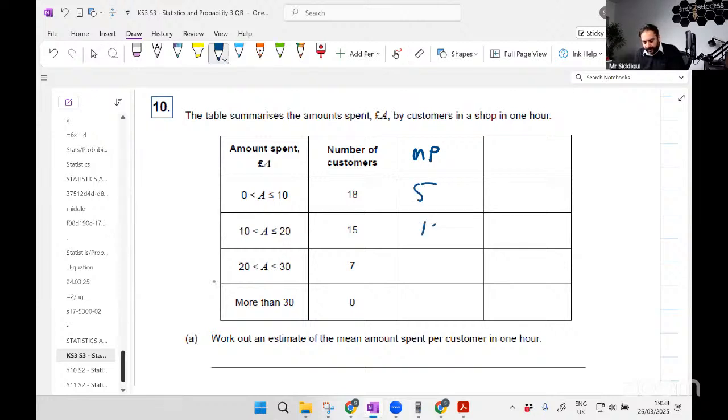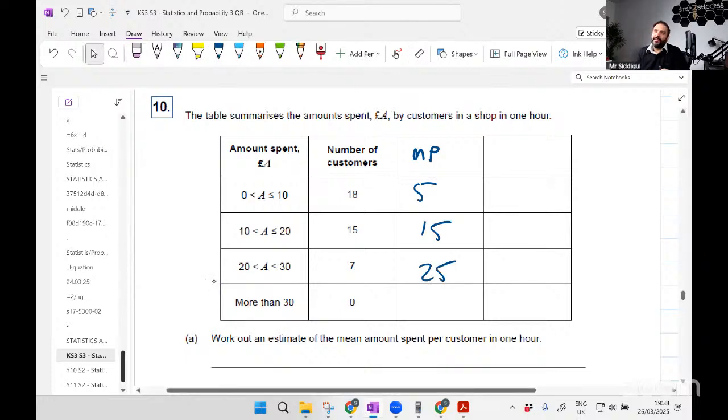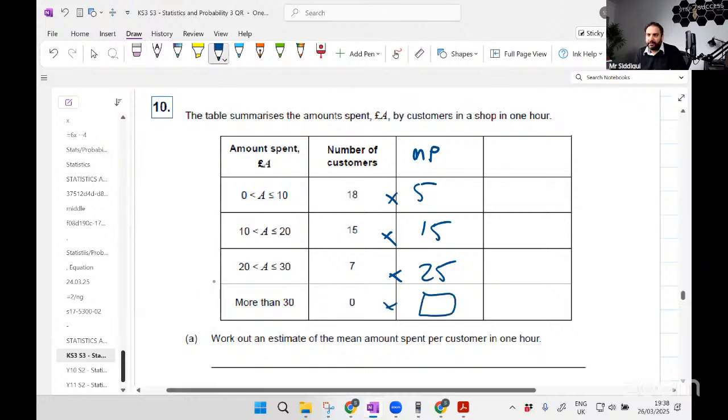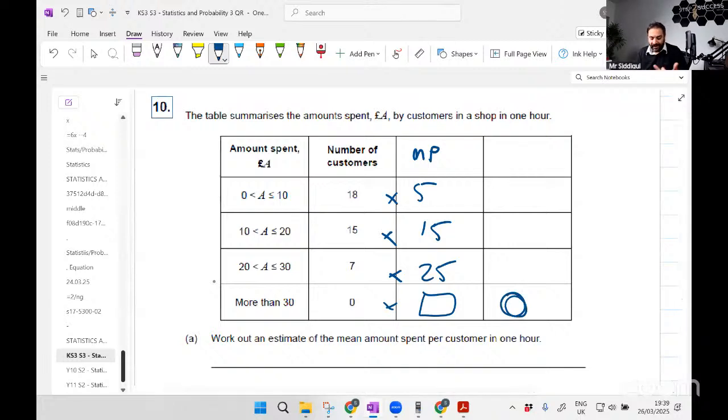The middle of 10 and 20 is 15. The middle of 20 and 30 is 25. Now, there's no middle to more than 30. But if you think about what we're about to do next, once we've got the midpoint, we multiply the number by the midpoint. Because this number is 0, conveniently, it doesn't matter what this number was, because when you multiply it, you're going to get 0 anyway. So that's why that's there.